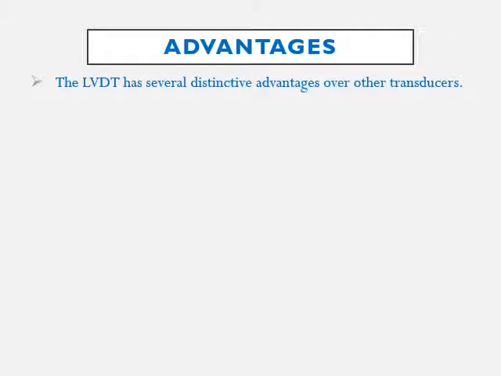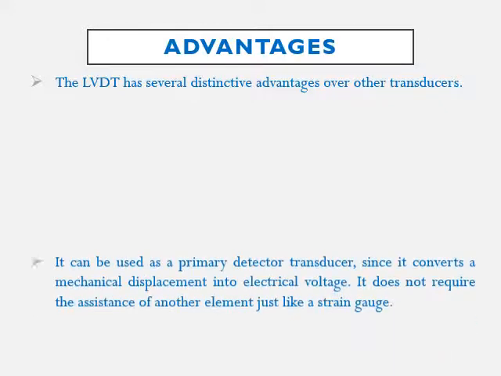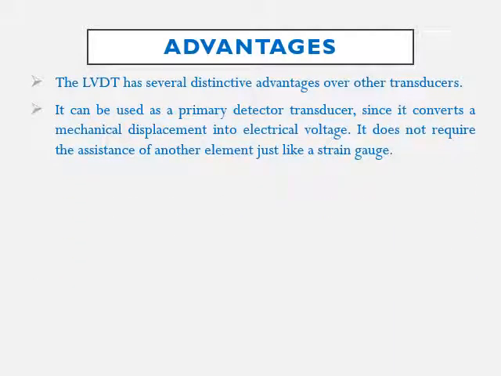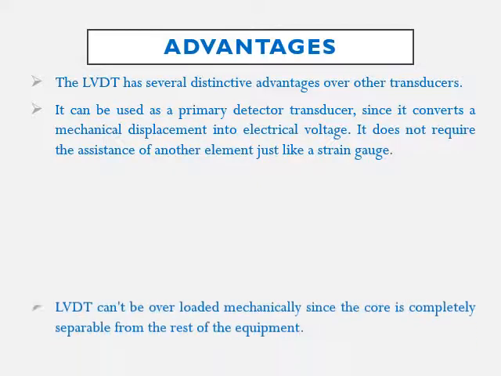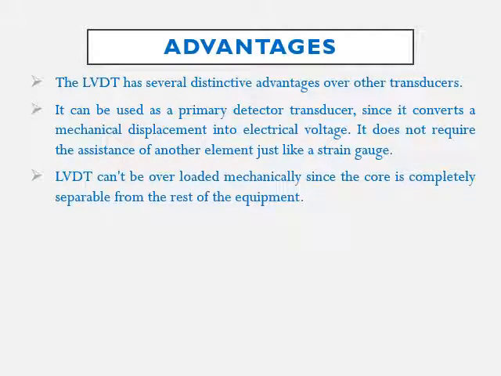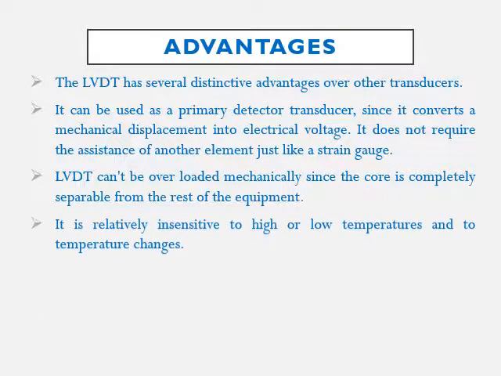Some of the major advantages of LVDT or electrical and electronic comparators are: LVDT has several distinctive advantages over other transducers. Generally, these transducers are highly precise and accurate. It can be used as a primary detector transducer, since it converts the primary mechanical displacement into electrical voltage, and it does not require the assistance of another element, just like strain gauges. LVDT cannot be overloaded mechanically since the core is completely separable from the rest of the equipment.